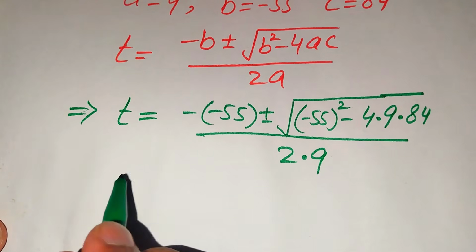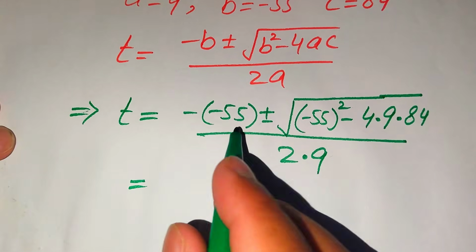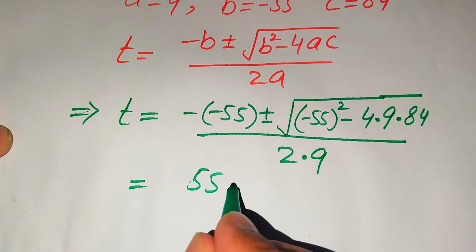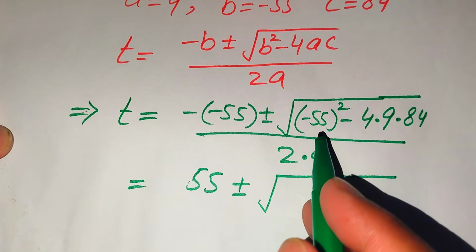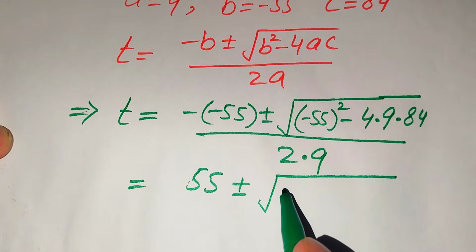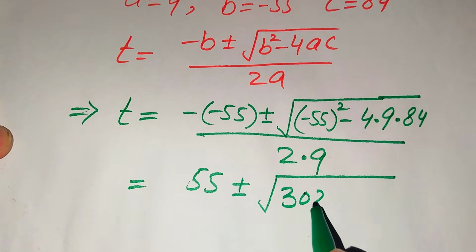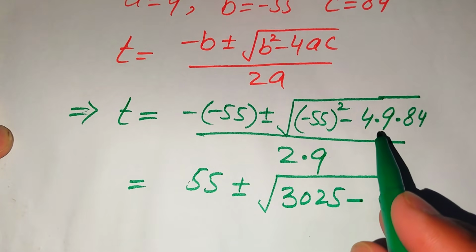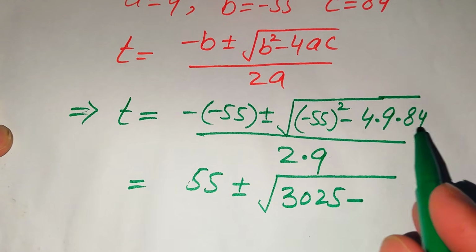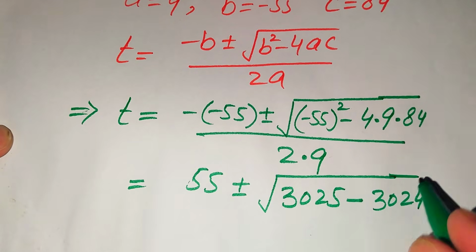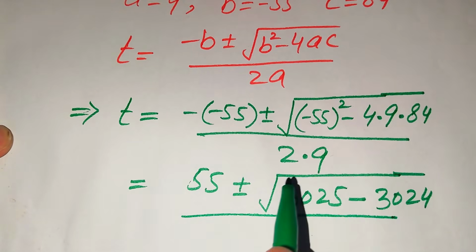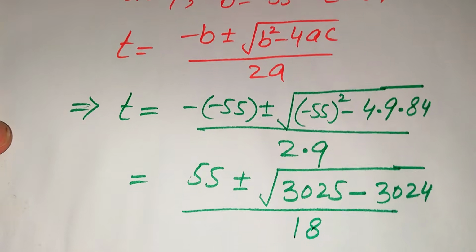Further, this will be written as minus times minus becomes plus 55 plus minus square root of minus 55 square, and we know that minus 55 square becomes 3025, minus when we multiply 4 times 9 times 84, this will be written as 3024, and it is divided by 2 times 9, which becomes 18.